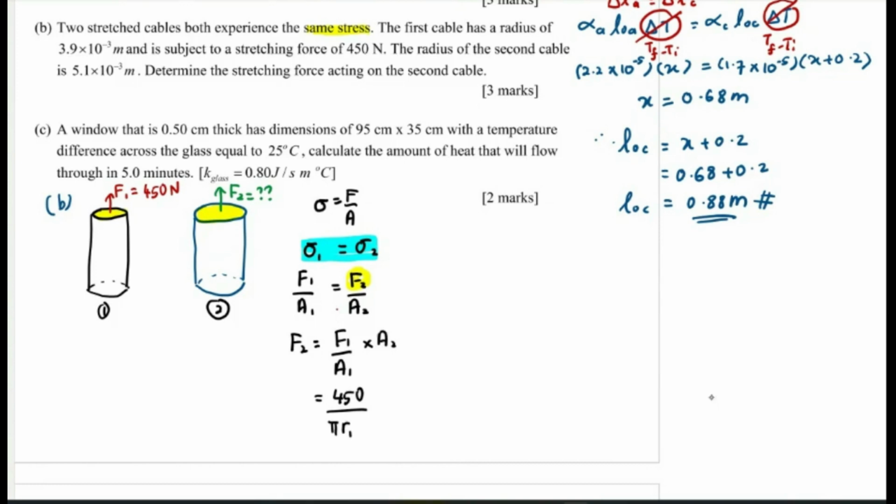Pi r1 squared times pi r. Terus masuk, pi R dia bagi R1 3.9 exponent negative 3, times A2, pi R2, 5.1 exponent negative 3, squared. Squared yang tertinggal lah. So pi ni you boleh cancel out. So what's your answer for F2?